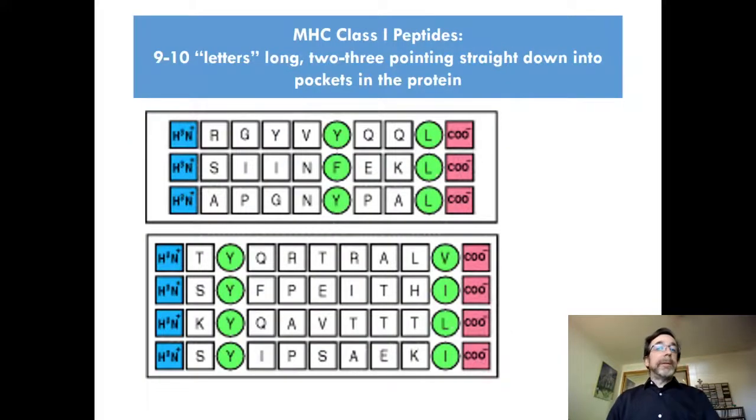So if you take a bunch of MHC class 1 peptides, you can eventually see that they all have a pattern. All the peptides that bind a particular MHC class 1 should have similar anchor residues, which are fitting into the MHC pockets. And you see right here, these are all 9 to 10 letters long, and the anchor residues are shown in green. And if you're a biochemist, you know that these letters are similar. L is similar to V, Y is similar to F.